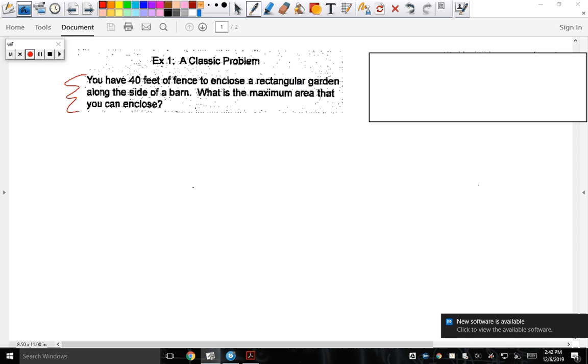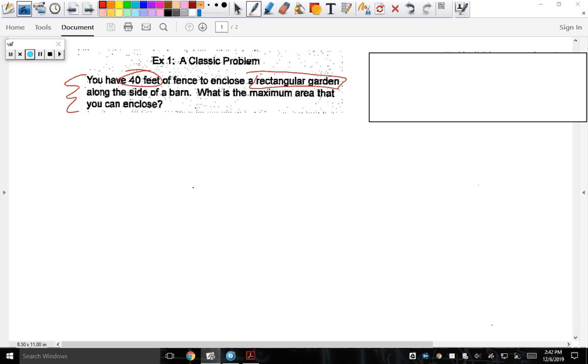So we have 40 feet of fence to enclose a rectangular garden along the side of a barn. Okay? What is the maximum area that you can enclose? It does feel a lot like pre-cal optimization, but it's much more efficient, much easier to work with, and you can actually do it without a calculator.